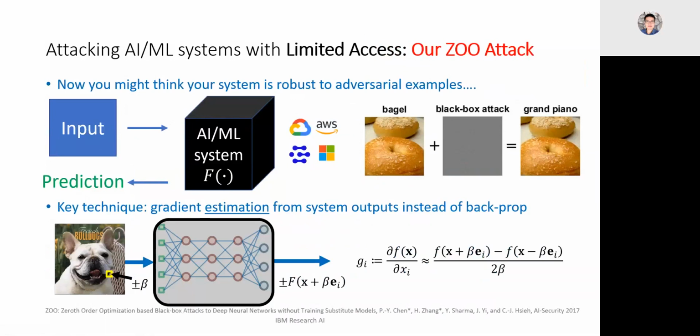The way we did it is, instead of doing backpropagation, which is infeasible in this setting, we are actually trying to estimate the gradient, such that using this estimated gradient, we can generate these adversarial perturbations and make a French bulldog be classified as a basketball or so, or make a bagel classified as a grand piano. And this gradient estimation is nothing but some finite difference method that we have learned in high school or in calculus.